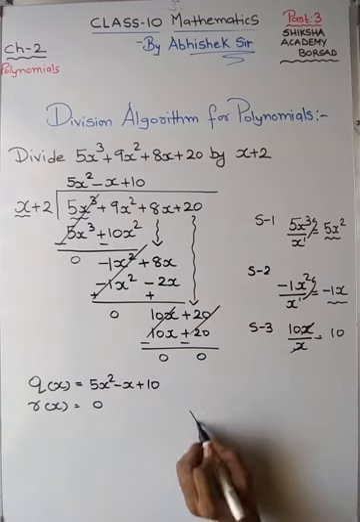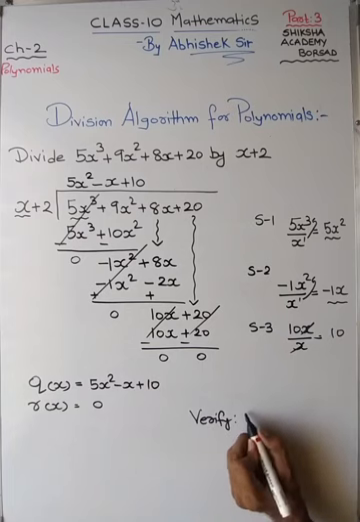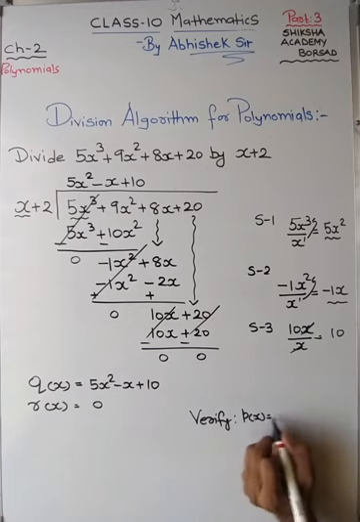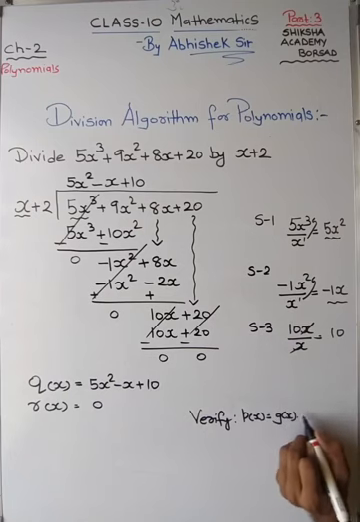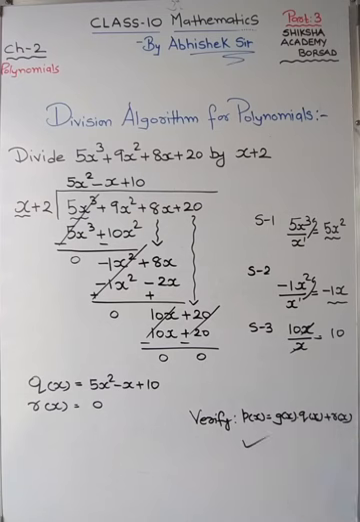If you want to verify it, you can verify using the formula p of x equals g of x into q of x plus r of x. It will always be verified. So this was an easy and a lengthy one. Now let us go for a complex numerical. We'll take a little bit hard one.